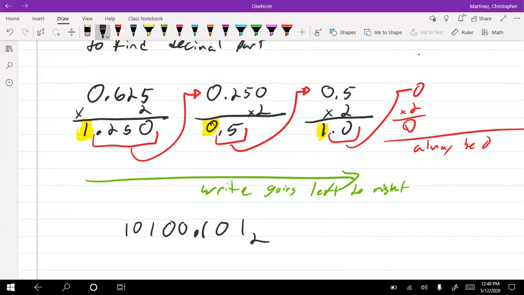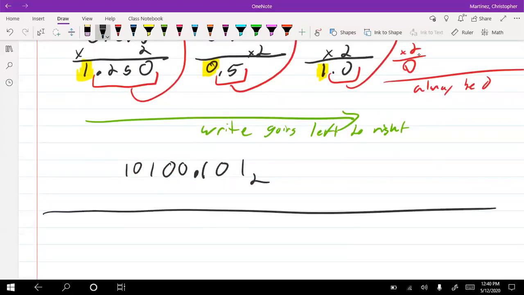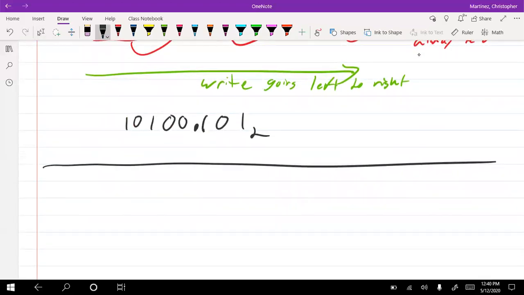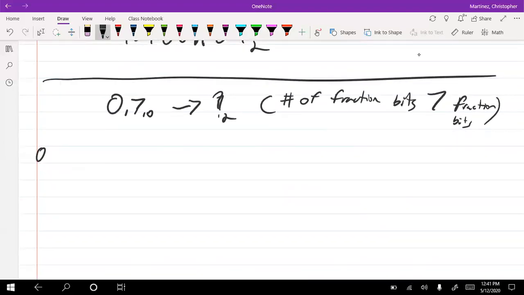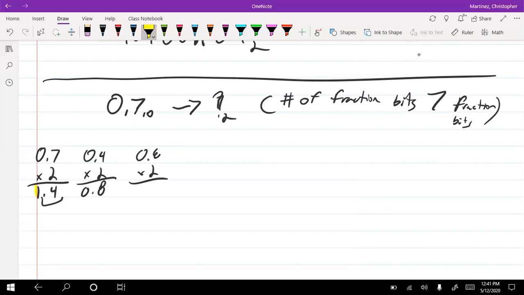Sometimes you're going to get numbers that are not made up of powers of 2. Let's say I have something like 0.7 in base 10, and I want to convert this to binary. I would give you information about the number of fraction bits. Let's say I want a total of 7 fraction bits. So we're going to do this a total of 7 times. I'm going to start with 0.7. I multiply this by 2 and I get 1.4, only keeping the 0.4 part. 0.4 times 2, that's 0.8. 0.8 times 2. Let me highlight the whole bits, those are the ones I'm keeping.